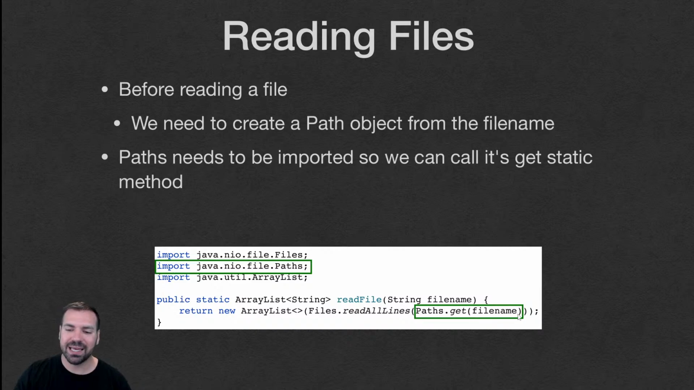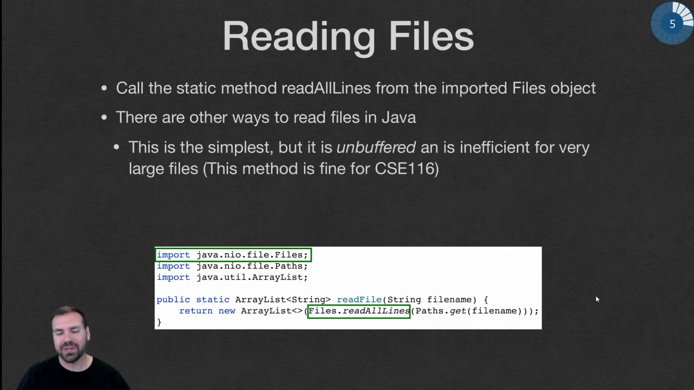Paths actually can take URLs. It is pretty powerful, but here we're going to use it for file names only. So this is going to give us a path, and we're importing the class to have access to the static get method. So just some overhead that we have to use because we're using Java, and that's the way Java wants us to do this.